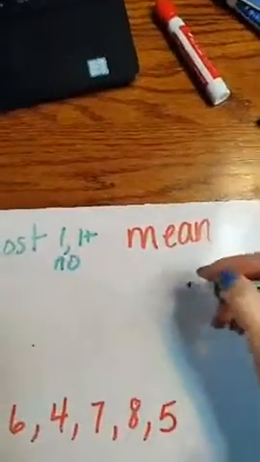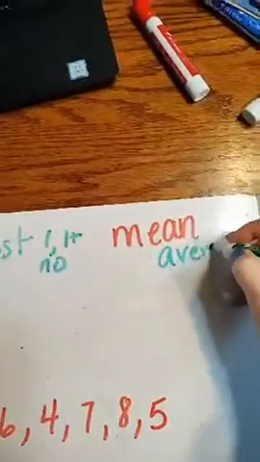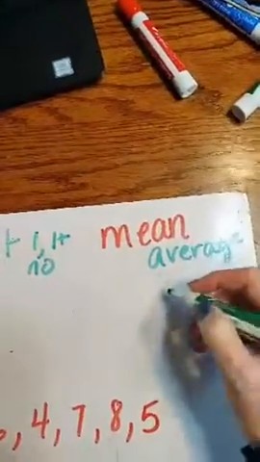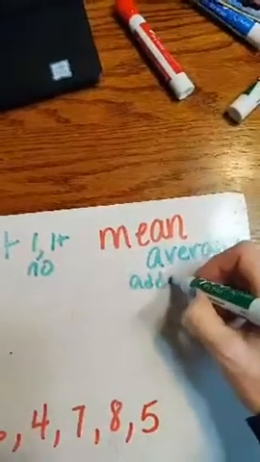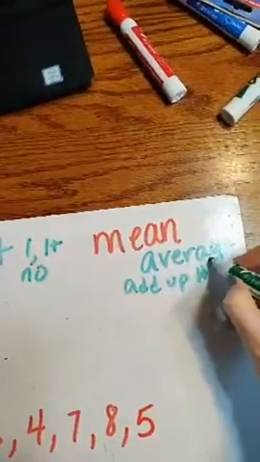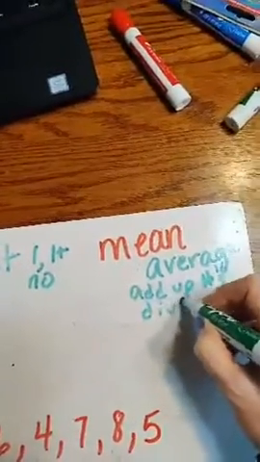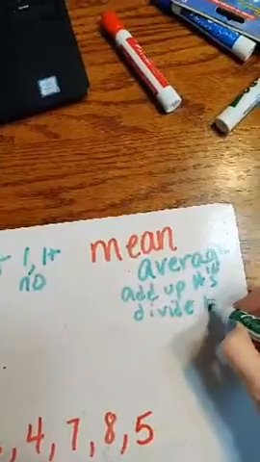Mean is the average. To find an average, we add up the numbers and divide by how many numbers there were.